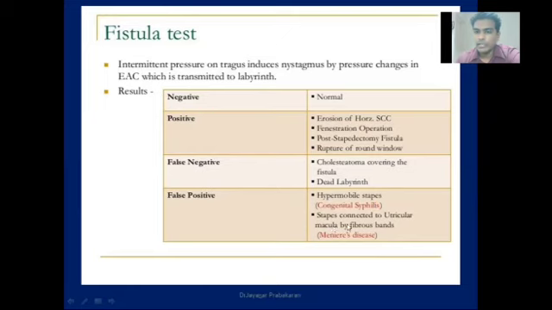And the other thing is that in Meniere's disease also you can have a false positive test, because the stapes is connected to the utricular macula by fibrous bands. So it overreacts when you do a fistula test. You can have a false positive even though there is no fistula in the semicircular canal.